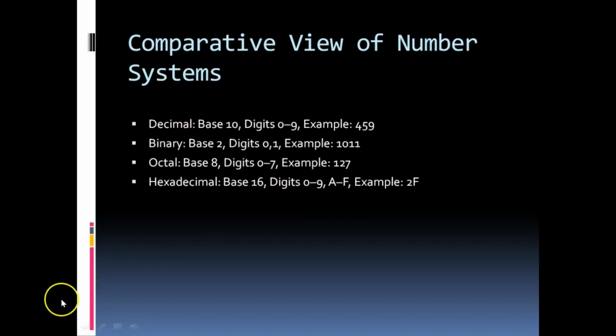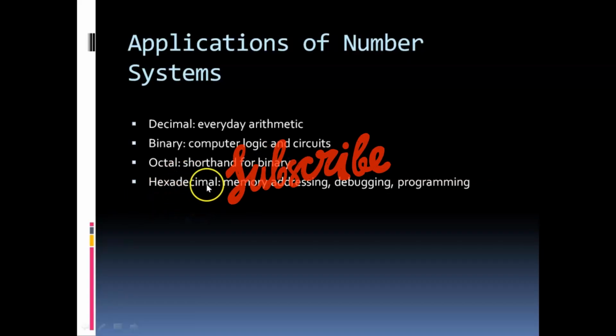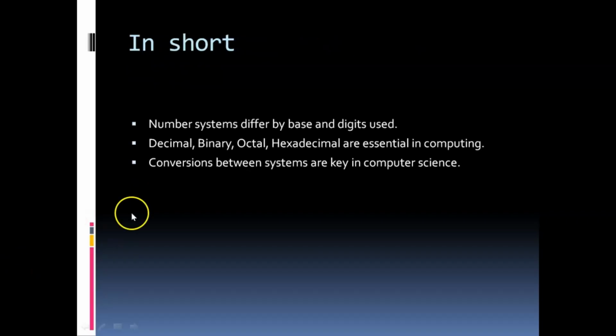Here in short you can see. When it comes to decimal number, what are the applications? It is used in our basic arithmetic and everything that happens during everyday calculation. Binary for computer logic and circuits. Octal for binaries, another different form you can say. Hexadecimal is for memory addressing, debugging, programming. All these places hexadecimal is basically used.